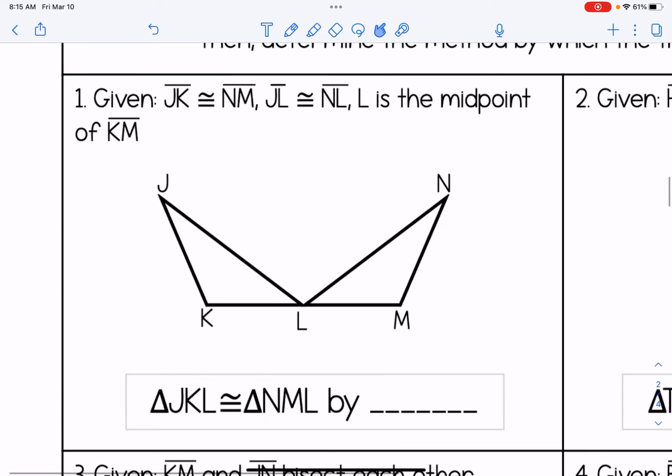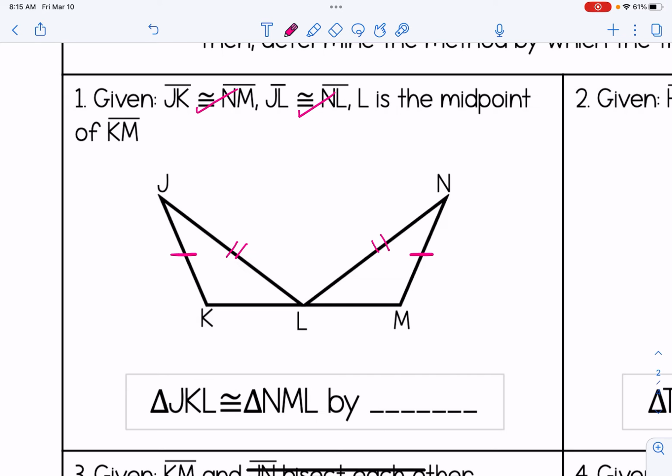It says JK is congruent to NM. So let's go to our picture. Let's mark them off. Those are 2 segments, so we're going to put the little tick marks on them. Then I know JL is congruent to NL. Again, I know that because it gave it to me, so I'm kind of checking off that I've addressed these. And then it tells me L is the midpoint of KM.